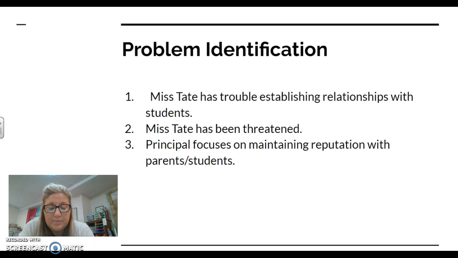The problem: Miss Tate has trouble establishing relationships with students. She has been threatened. She received an email with a link to a Facebook page that had some very intense comments being made. The principal focuses on maintaining his reputation with the parents and the students because of his known and positive reputation. He is very wary of ruining that if not needed.